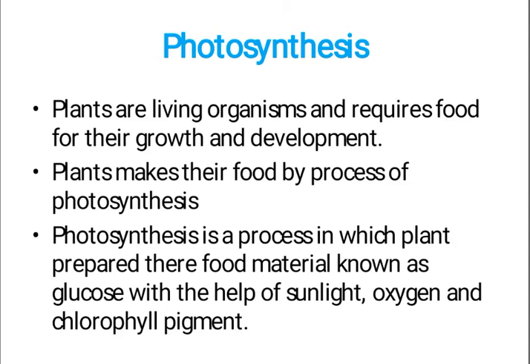So, all living organisms require food for their growth and development. And plants are also living organisms, hence, they also require food material for their growth and development. Plant makes their food by the process known as photosynthesis. So, photosynthesis is a process in which plants prepare their food material known as glucose with the help of sunlight, carbon dioxide, water and chlorophyll pigment. After the reaction, they produce their food material glucose and release oxygen as a byproduct in the environment. And you all know that oxygen is indispensable for all living organisms.